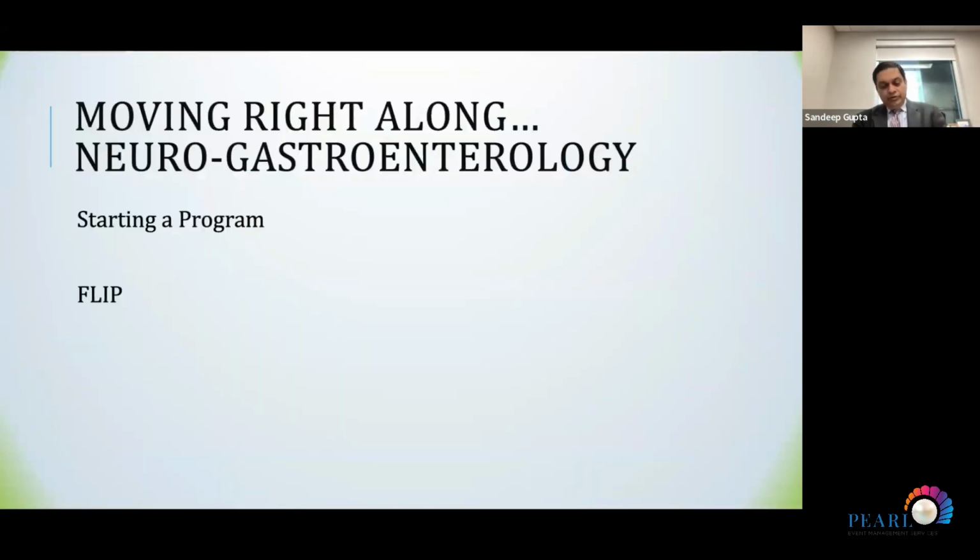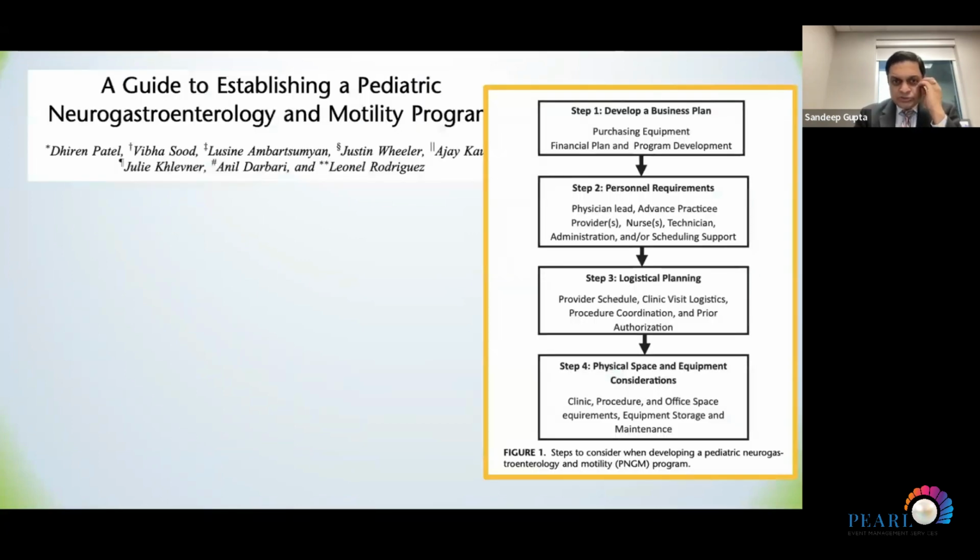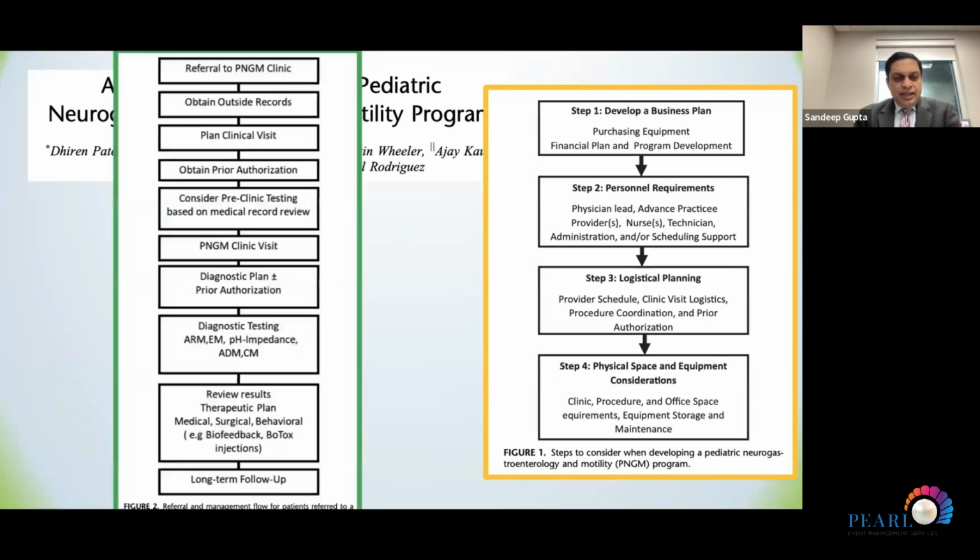So moving from neurodevelopmental outcomes to neurogastroenterology, I will talk about two specific papers from JPGN. This paper looked at ways to start a neurogastroenterology and motility program. This shows how to develop a business plan and the logistics of getting a clinic started, including physical space and equipment you might need. And this box in green shows what your patient flow could look like in such a clinic, all the way from referral to results to long-term follow-up.